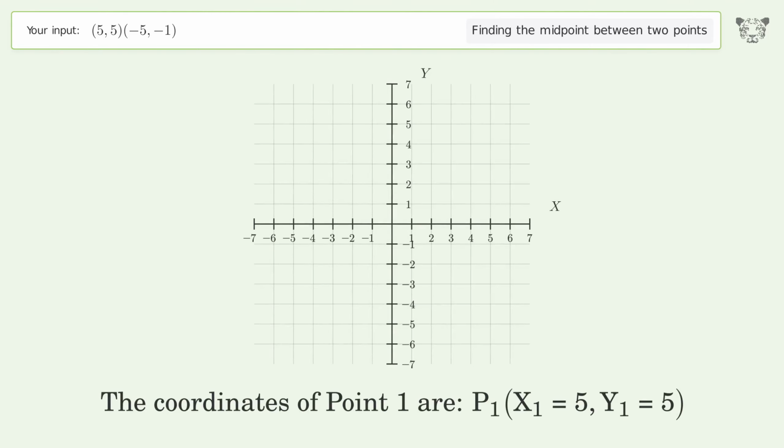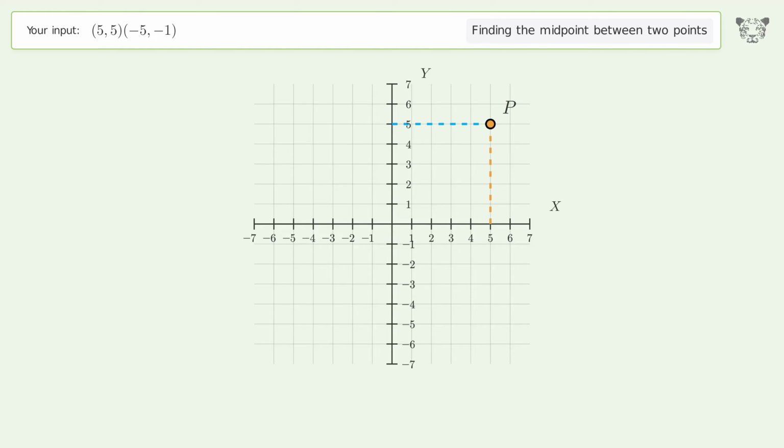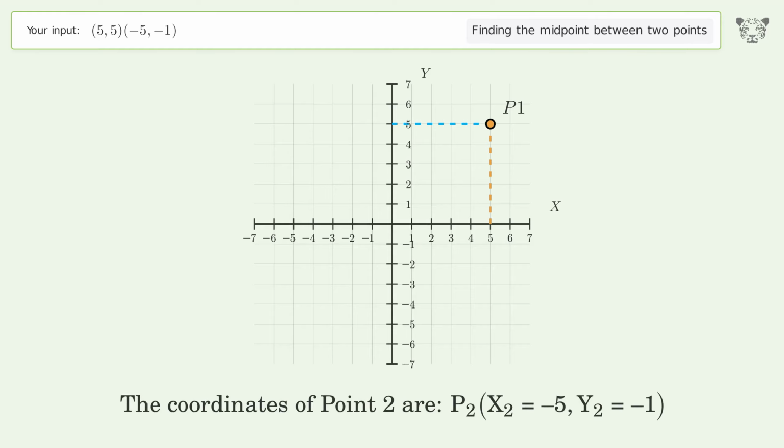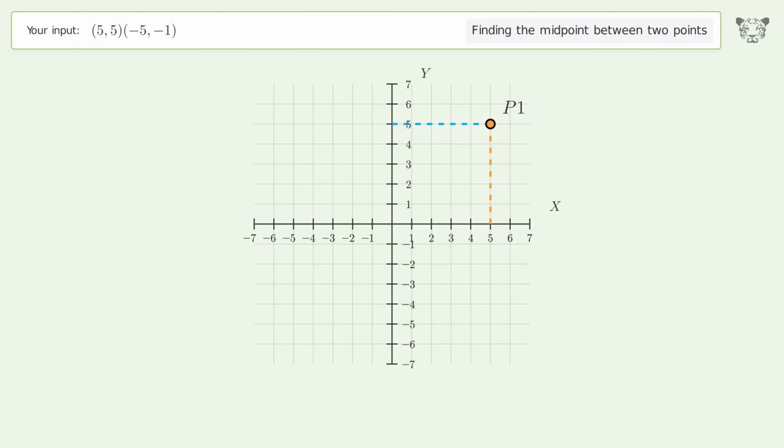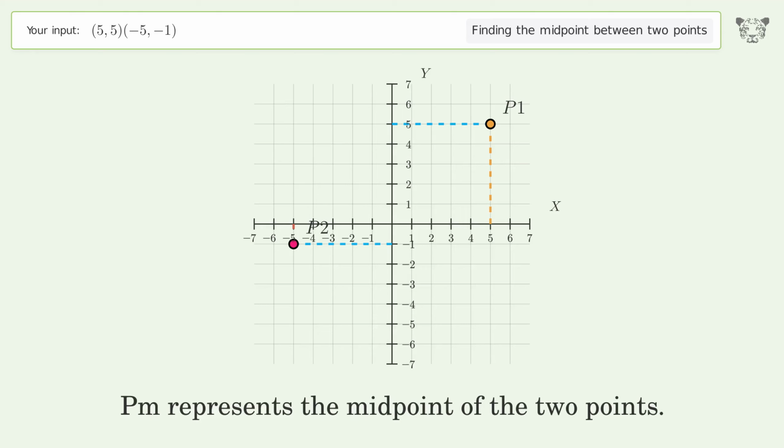The coordinates of point 1 are, x1 equals 5, y1 equals 5. The coordinates of point 2 are, x2 equals -5, y2 equals -1. PM represents the midpoint of the 2 points.